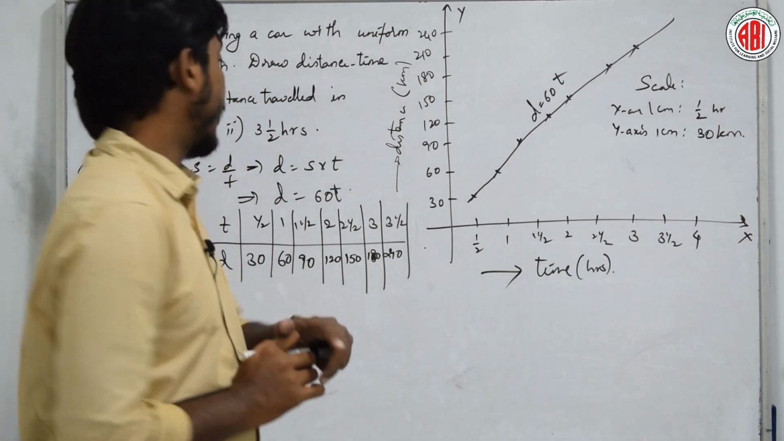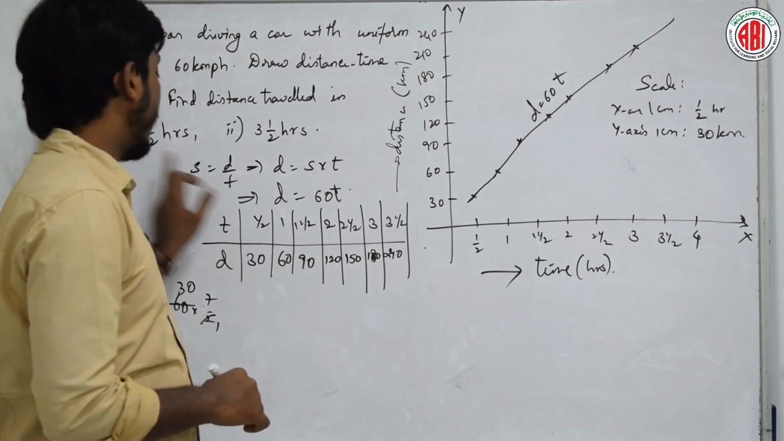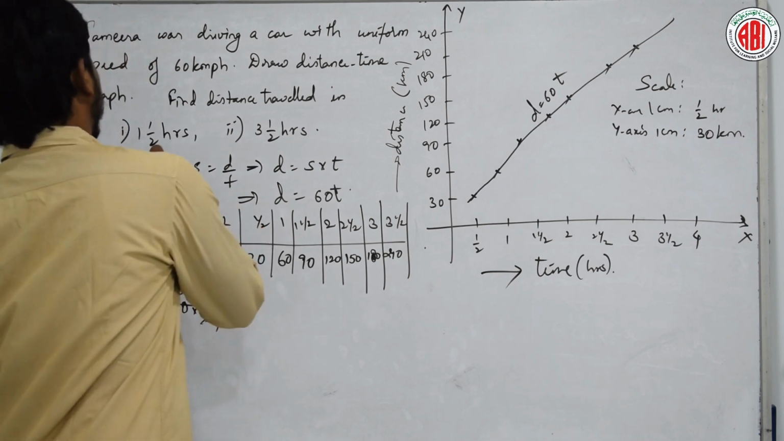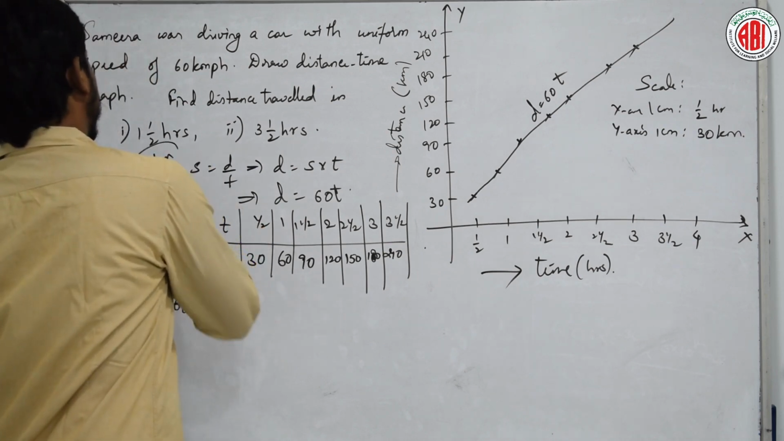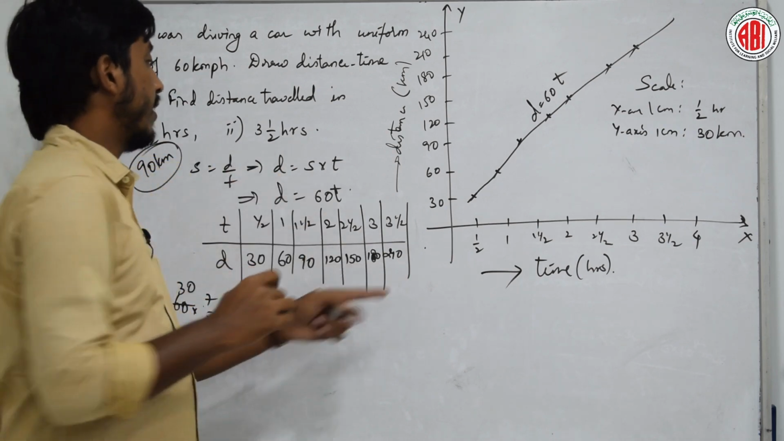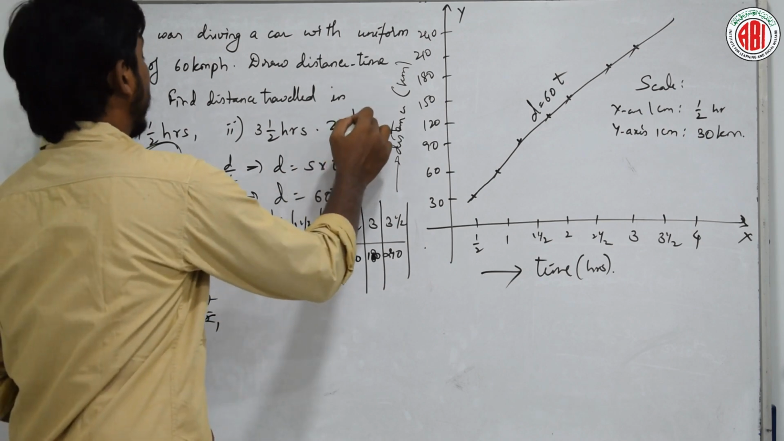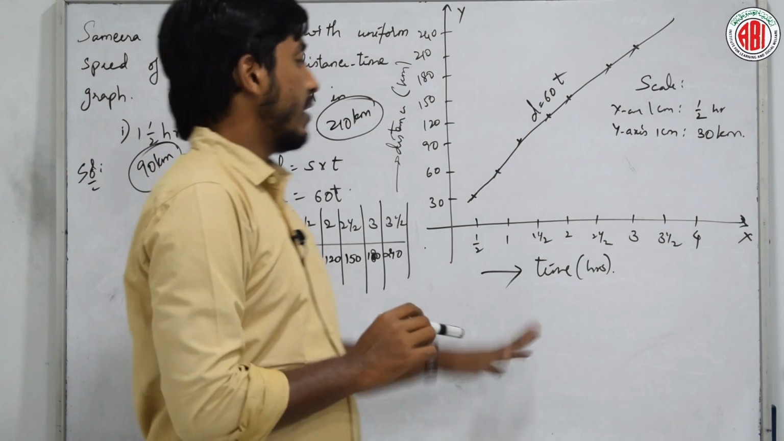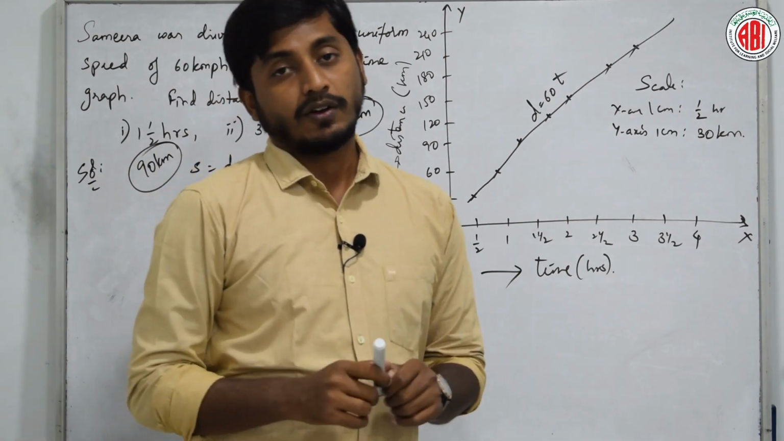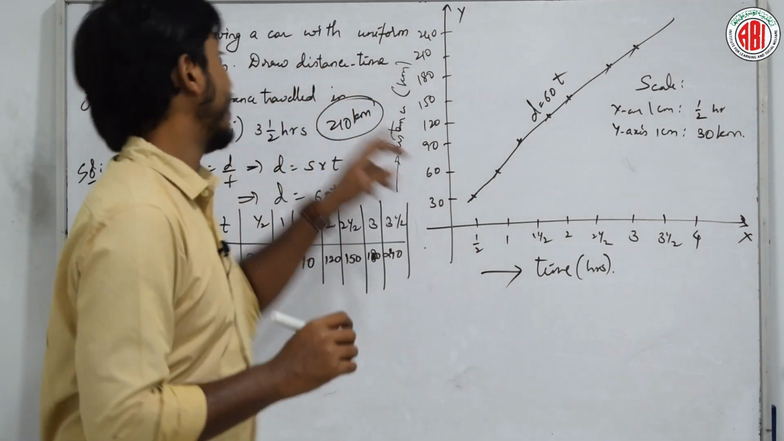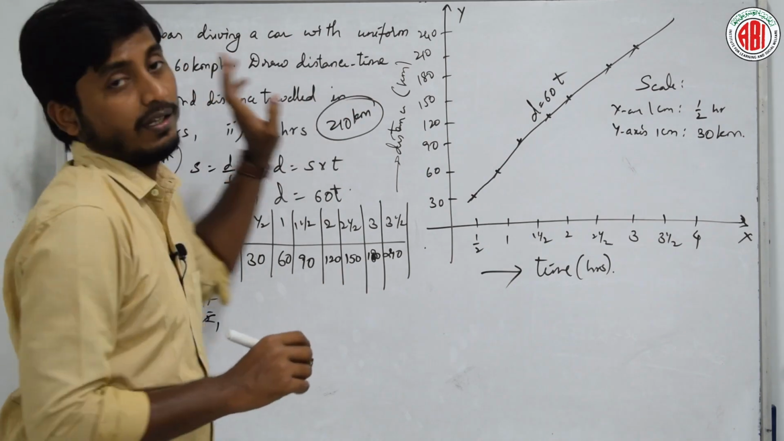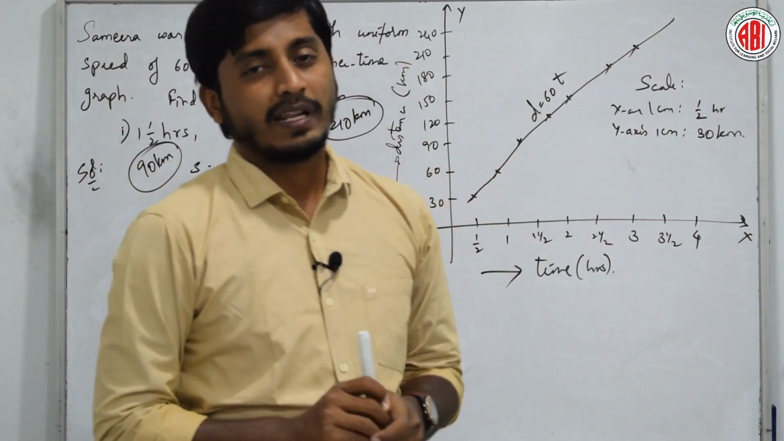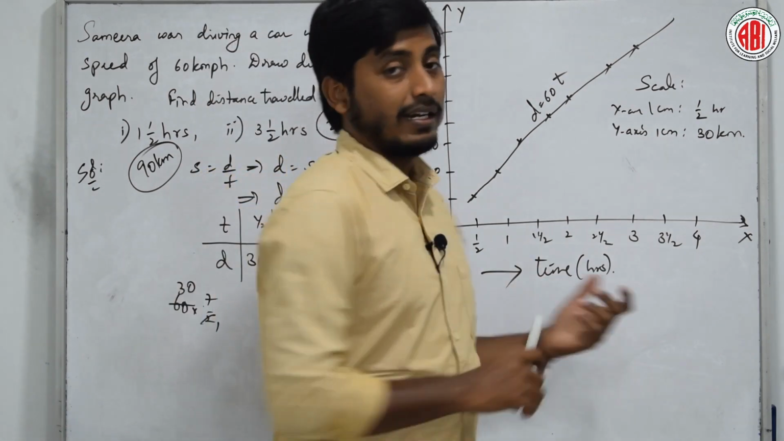Clear? Now tell me, what did they ask? For 1.5 hours, what is the distance travelled? 90 kilometers. Then for 3.5 hours, 210 kilometers. Is it clear? This is nothing but a speed time graph. If you use the logic, he is telling uniform speed. Uniform speed, you will always have a straight line. Is it clear? Did you understand?